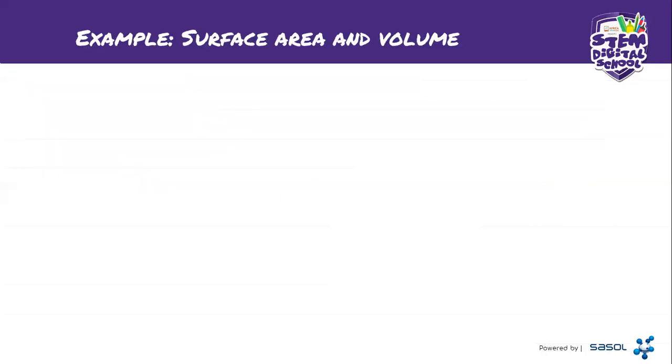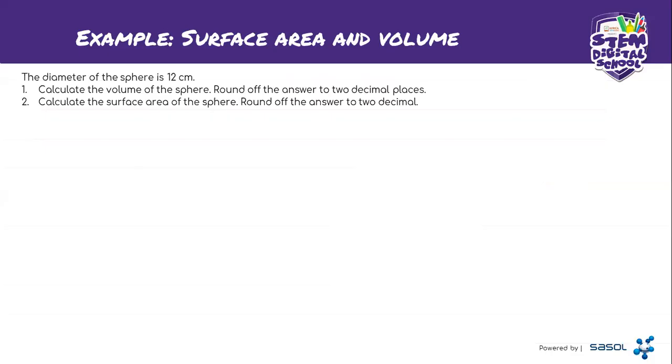Now let's get started. We have the first example under surface area and the volume, and let's see what we are going to expect when we are writing our trial exam or the final examination. Now the first question says: the diameter of the sphere is 12 centimeter. Calculate the volume of the sphere, round off the answer to 2 decimal places, right?